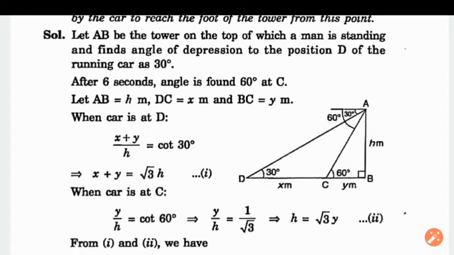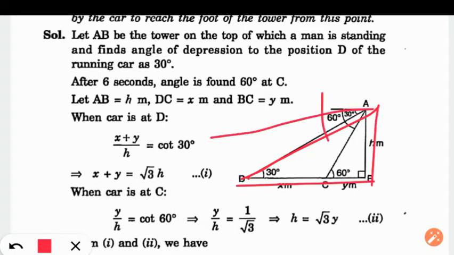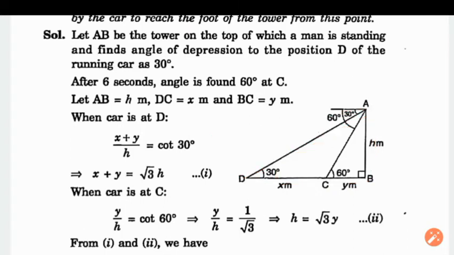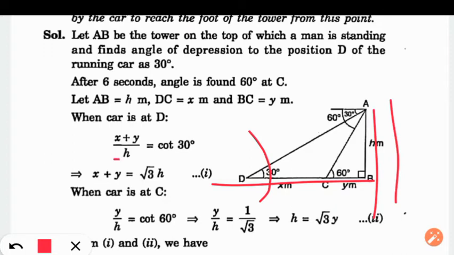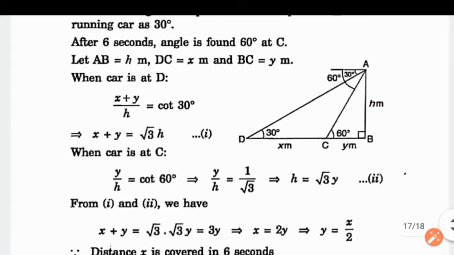So, when the car is at the point D, in that case take this triangle. Now, see, when it was at the point D, which angle was it making? It was making this angle, angle of depression 30 degree. So, this angle must be equal to this angle, alternate angle. That is why at the point D we have 30 degree. So, we will use what? Either cot or tan. Okay. So, cot of this angle, base by perpendicular, x plus y divided by perpendicular, that is h, is equal to cot 30 degree. Cot 30 degree is root 3.